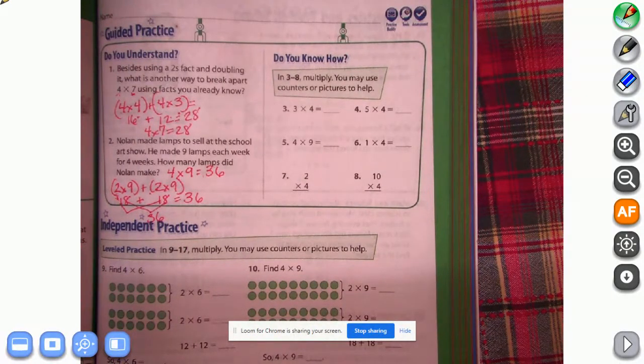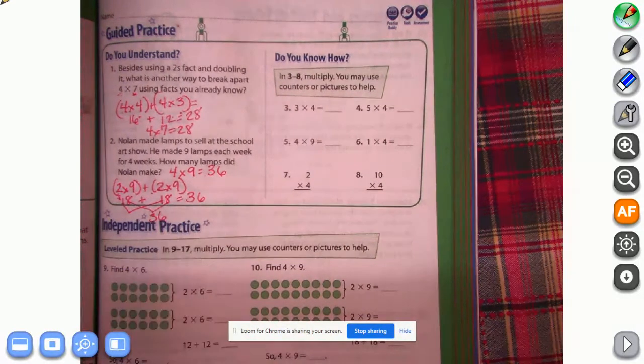Okay, so we're just practicing breaking it down into an easier number. Even though this might seem too easy, we're actually just practicing the process of breaking it down, of distributing it into different groups, to get the same answer. All right, if you are not finished writing, go ahead and push pause.